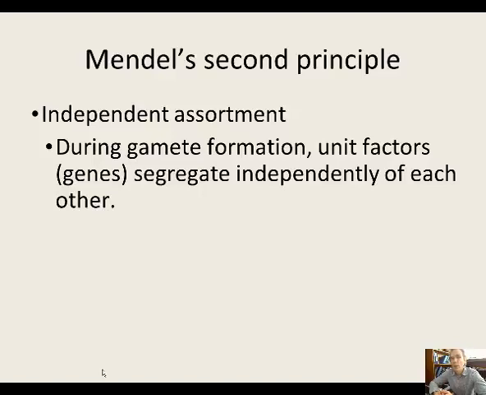We now know that this is due to chromosomes lining up independently on the metaphase axis during meiosis. Remember our discussion about coin flipping, how you can get heads or tails. Well, maternal and paternal chromosomes can go into two different daughter cells, and they can go randomly into those two different daughter cells, which gives you lots of different combinations. So his principle of independent assortment is saying that during gamete formation, unit factors segregate independently of each other. And of course, unit factors here mean genes and, by extension, chromosomes.